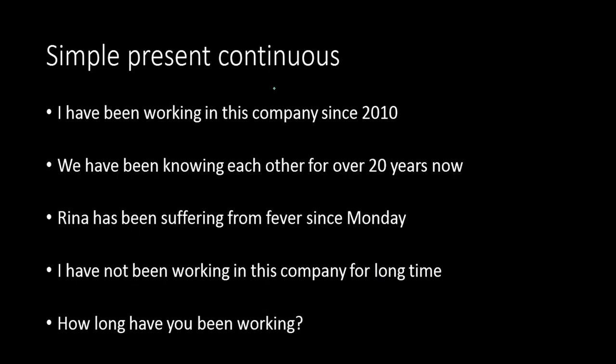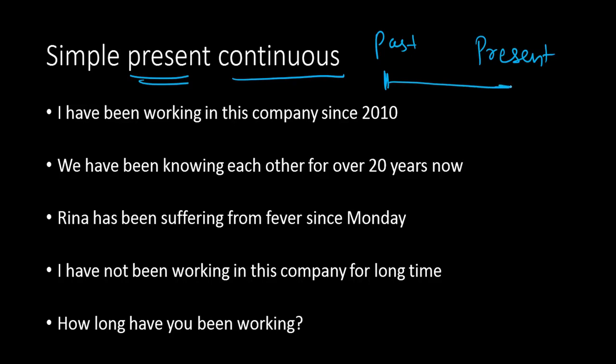The next form of tense we'll talk about here is the present continuous. So it is present and it is continuous. And so what is that? Something that you have been doing for a while. Let's say this is past, this is present. So it started somewhere in the past, but it's still going on. So you do not know when the end is going to be. Okay, it's still continuing. Then you use present continuous.